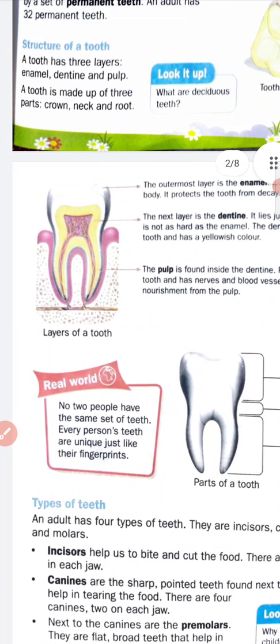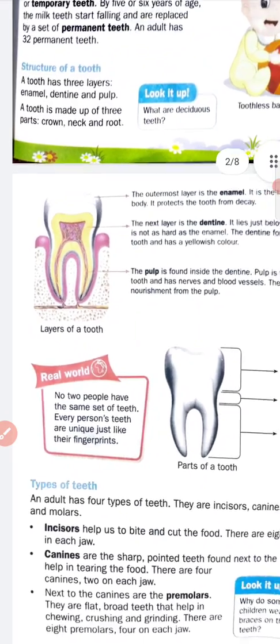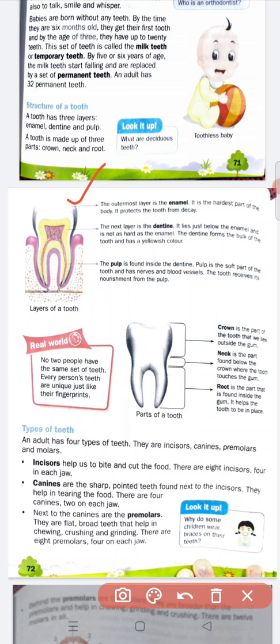This is a diagram of the tooth. You can see there are 3 layers. First is the enamel. This is the outermost layer of the tooth, that is called enamel. And you know, student, it is the hardest part of the body and it protects the tooth from decay. You can see this diagram also.